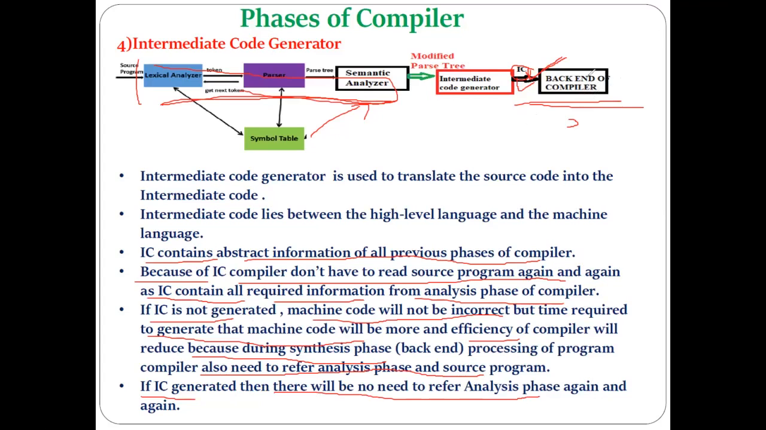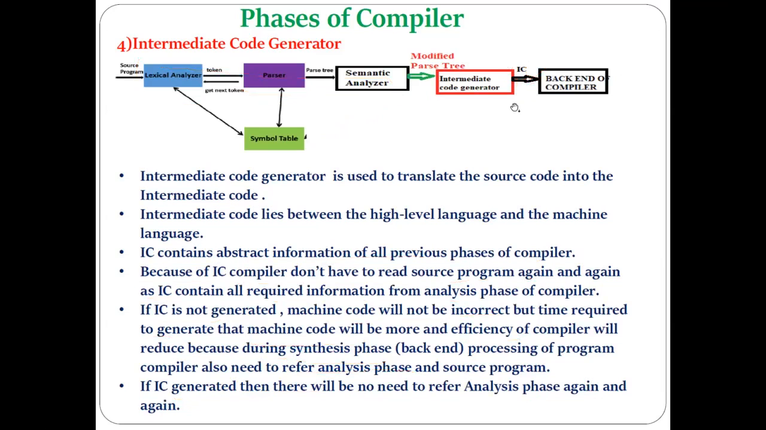During code generation and code optimization, that is the back end processing of the program, the compiler will simply refer to the IC. So that is the reason intermediate code has to be generated.